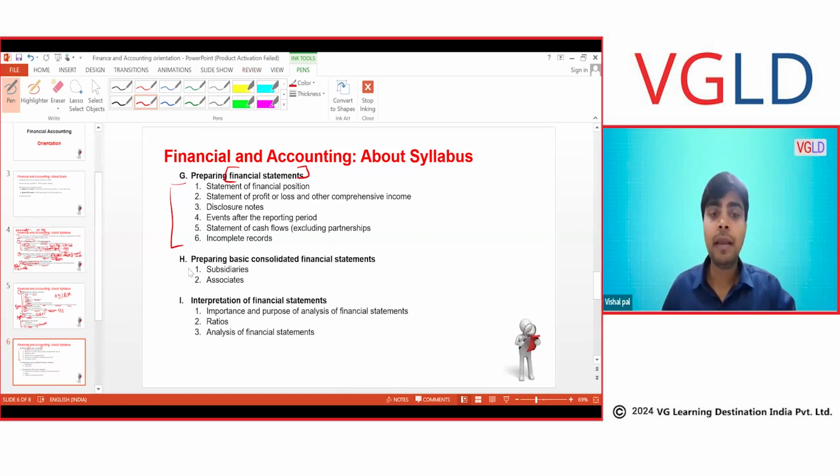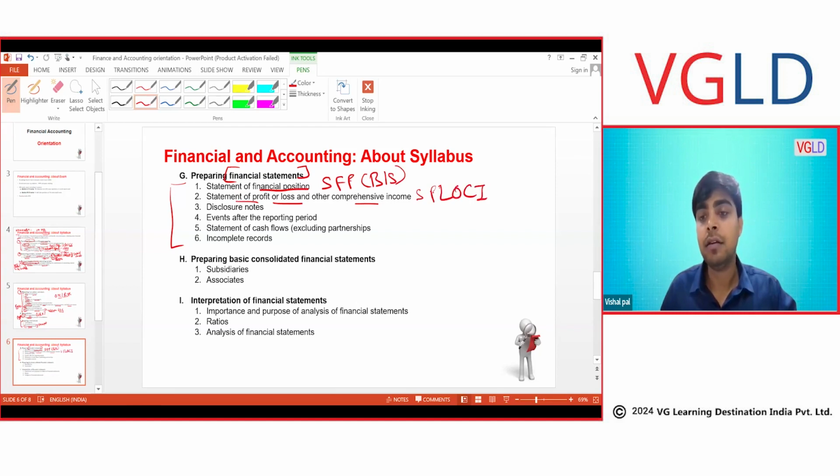Once we start preparing financial statements, we will be focusing on preparing the statement of financial position, SFP, which is also known by many as the balance sheet. Then the statement of profit and loss and other comprehensive income, SPL, OCI. This is a common term, which many of you know as P&L. And disclosure notes, very, very important. Many of you are aware of it as notes to accounts or disclosure policies.